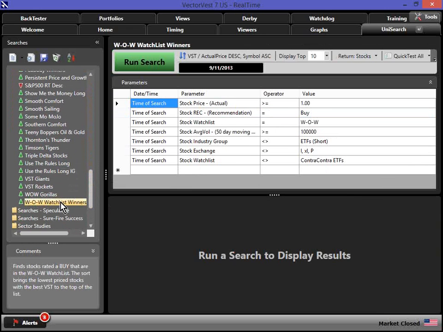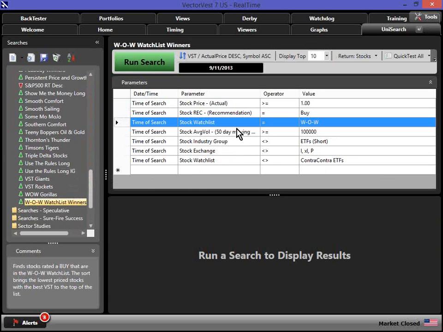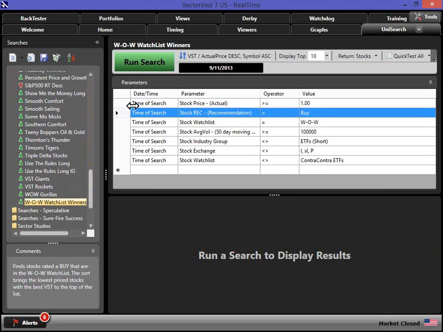WOW Watchlist Winners. We've got a watch list in VectorVest called the WOW. It stands for the watch list of watch lists. So this search finds stocks that are in that watch list. It's basically stocks that are being touted by newsletter writers out there, and we put them in a watch list so that you can sort them based on our indicators. So we're going to make sure that they're in that watch list, but they have a buy recommendation.